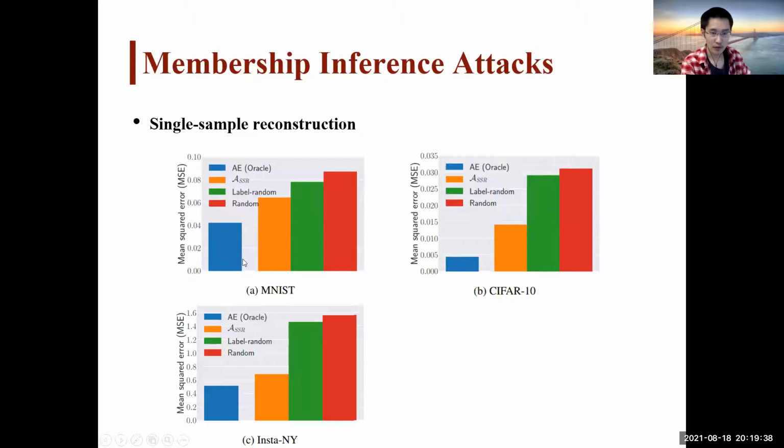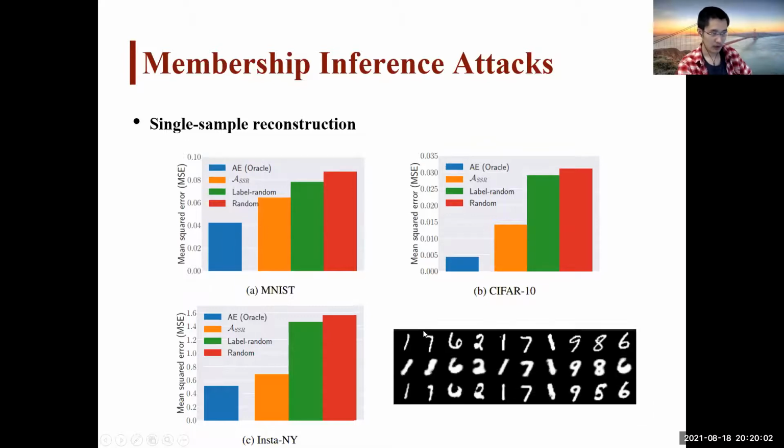And here the autoencoder is taken as the original. The autoencoder here serves as the oracle for comparison. That is, since the adversary cannot access the original updating samples, this just serves as the upper bound of the reconstruction performance. And here they also provide a visualization of the generated samples.